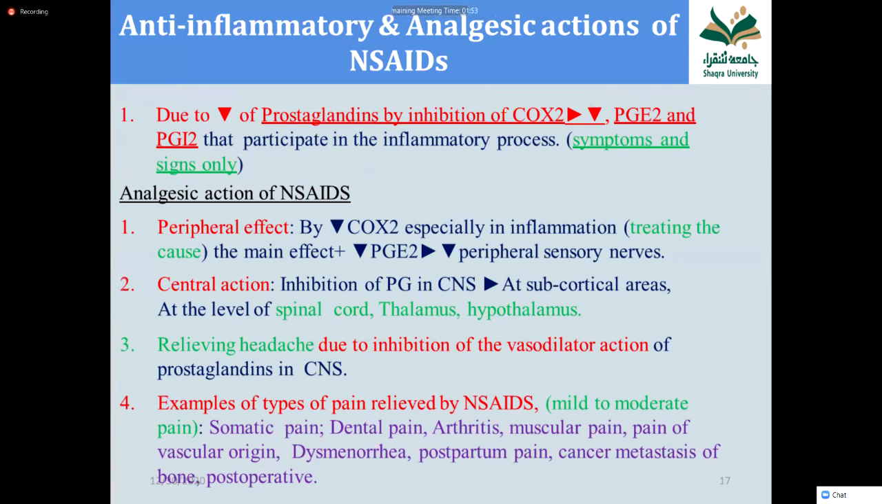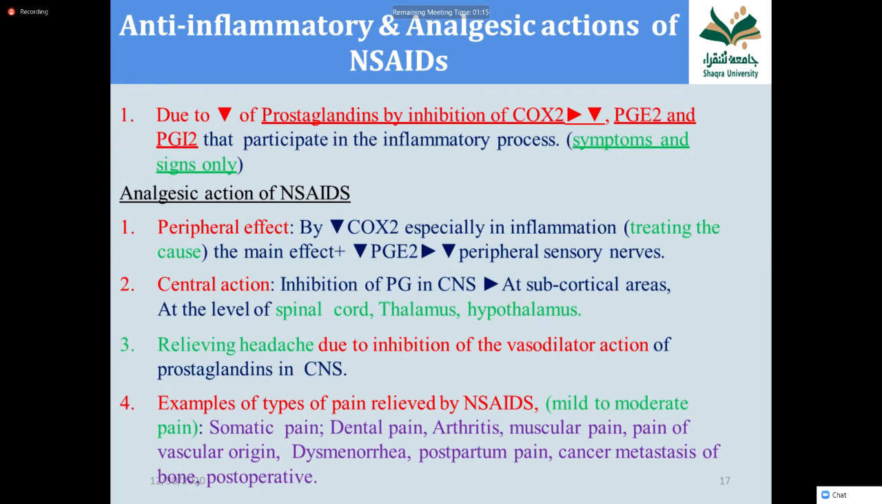Then comes the anti-inflammatory and analgesic effect of NSAIDs. They decrease prostaglandin by inhibiting COX-2 and decrease PGE2 and PGI2 that participate in the inflammatory process. So this suppresses only the symptoms and signs of inflammation. You have to treat the cause of inflammation also. Then comes the analgesic effect of NSAIDs. They have a peripheral effect by COX-2 inhibition, and you have to treat the cause, plus there is a decrease in PGE2. So there will be decreased peripheral sensory nerve stimulation.